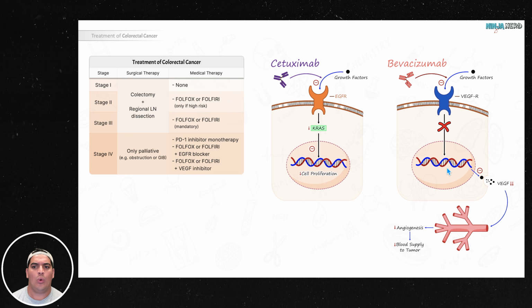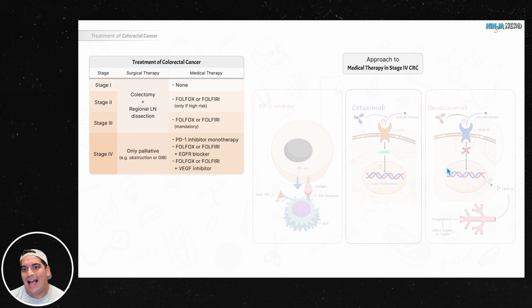That's a lot, right? Well, when we think about how we determine which one of these we give, it goes back to why the heck did I order the microsatellite instability, the MMR? Why did I order the BRAF and KRAS mutational analysis?